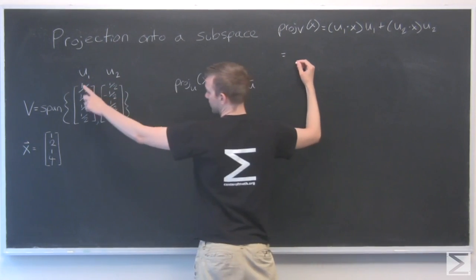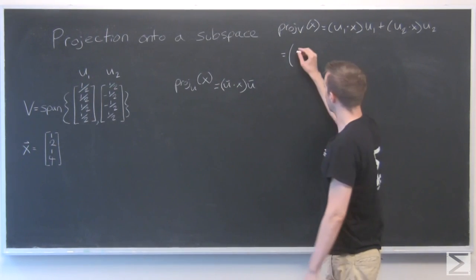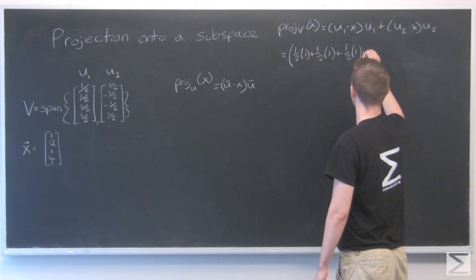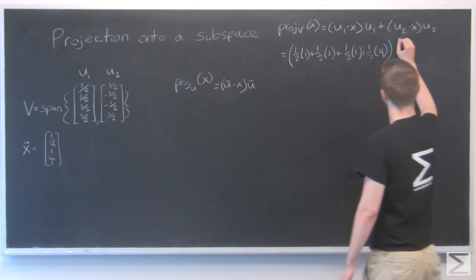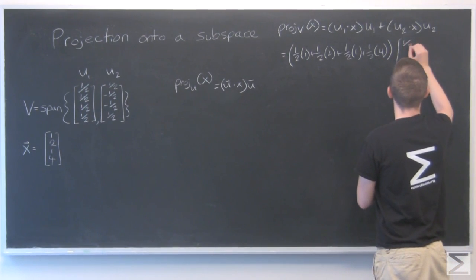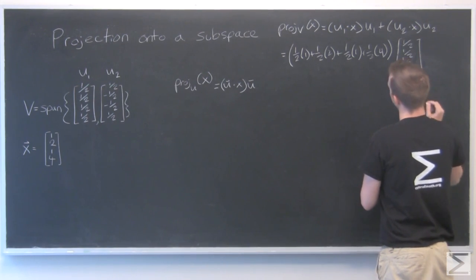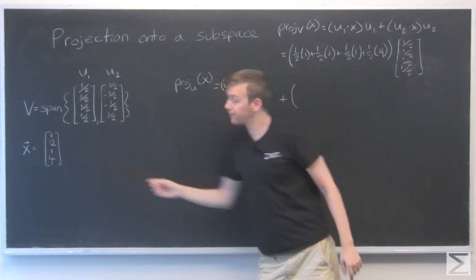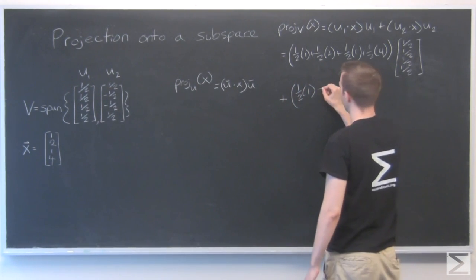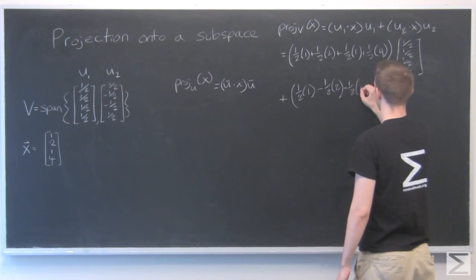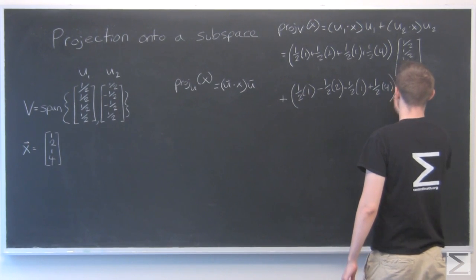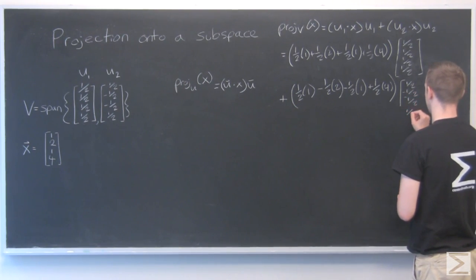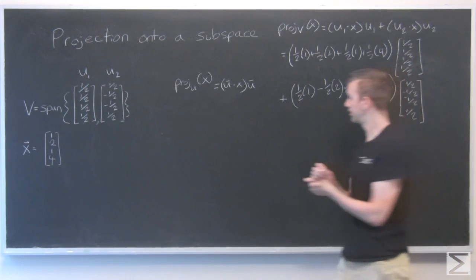u1 dot x, that's the dot product of these two vectors, and that's going to be a single constant. So that's 1/2 times 1 plus 1/2 times 2 plus 1/2 times 1 plus 1/2 times 4, times the vector 1/2, 1/2, 1/2, 1/2. Plus that dot product, so that's 1/2 times 1 minus 1/2 times 2 minus 1/2 times 1 plus 1/2 times 4, times this vector again: 1/2, minus 1/2, minus 1/2, 1/2. Okay, let's work that out.